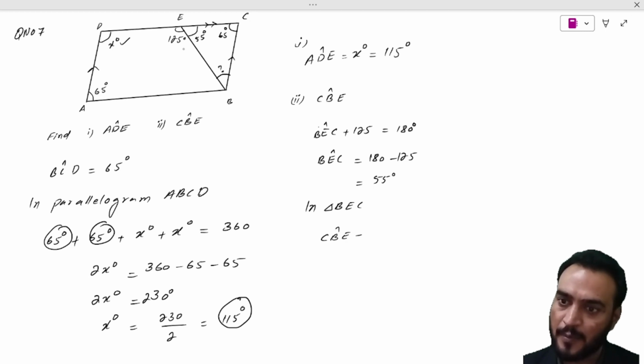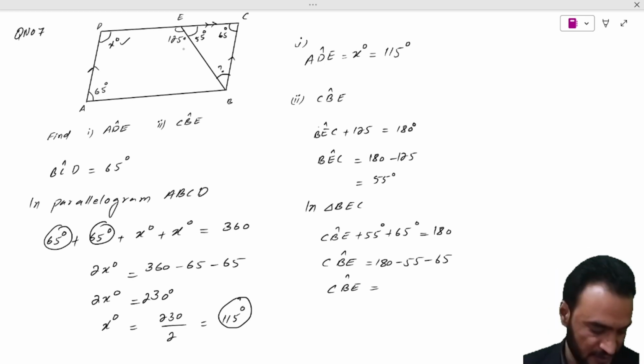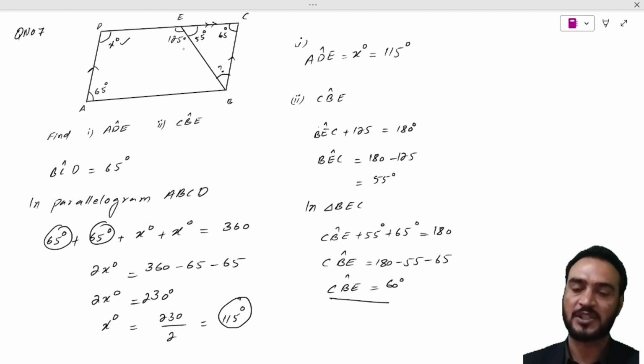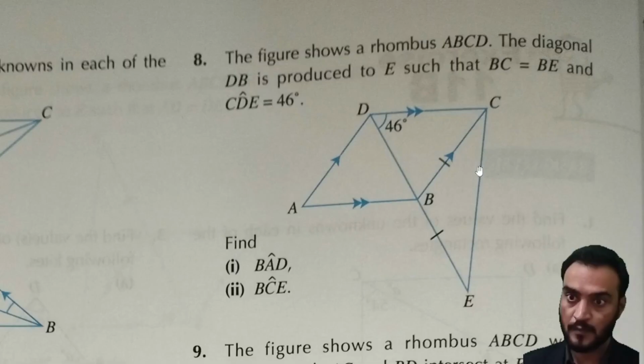CBE plus 55 degrees plus 65 degrees is equal to 180 degrees. So angle CBE is equal to 180 minus 55 minus 65. Subtracting these two angles from 180, we get the value of CBE, which is equal to 60 degrees. Hence the answer of this question. I hope you understand. This was question number 7, and now we will solve question number 8.